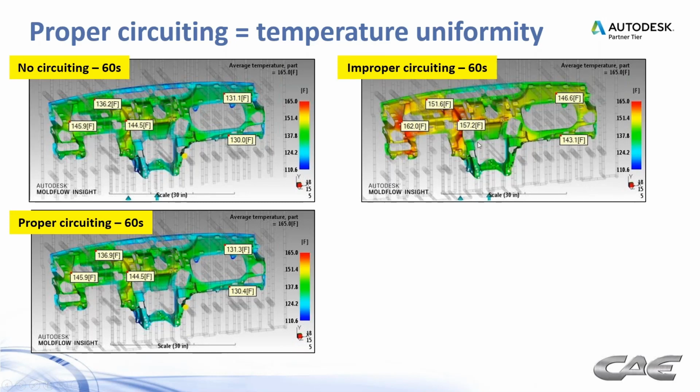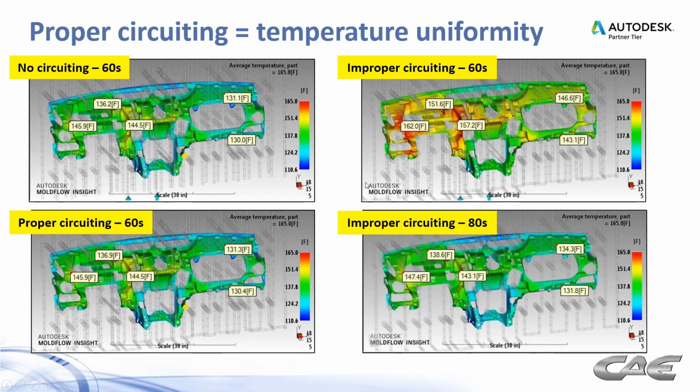We get that temperature rise in those cooling channels, and now it's starting to affect the part. You see a lot of these areas of the part much hotter than they were in these other cases where we had proper circuiting. So if we decided to go with the single channel approach, rather than circuiting properly, it would take us an extra 20 seconds to get down to the temperatures that we had when we had proper circuiting.